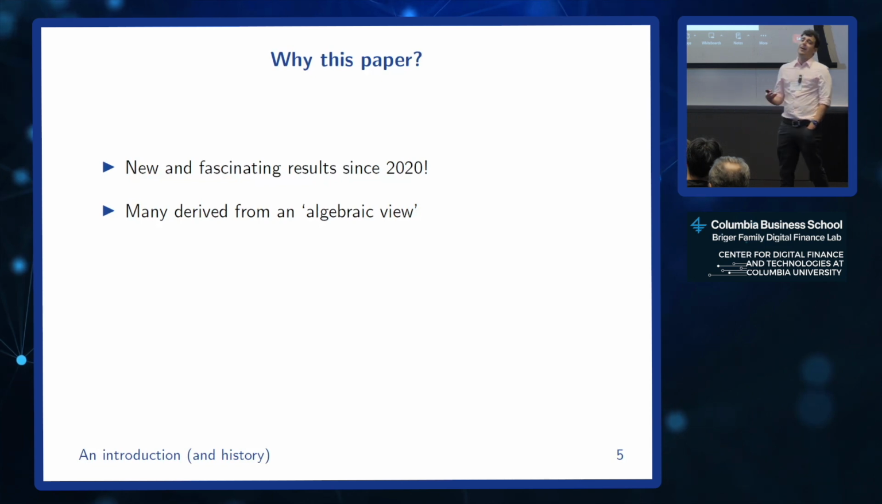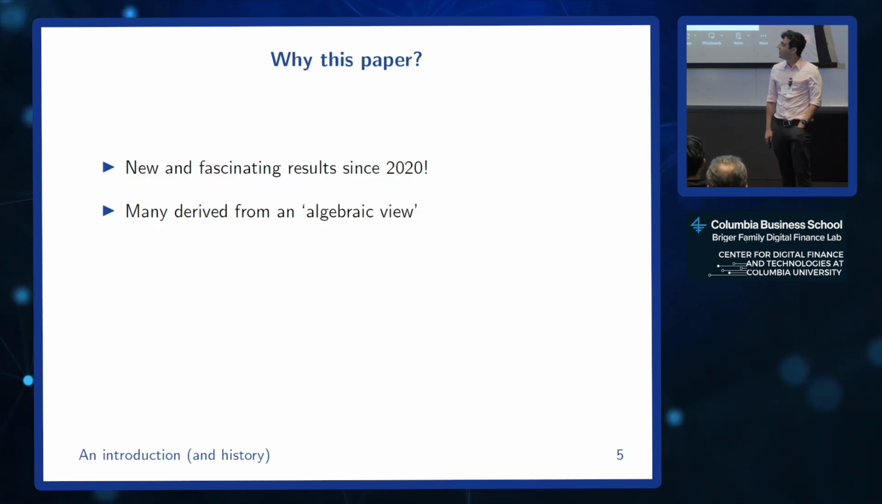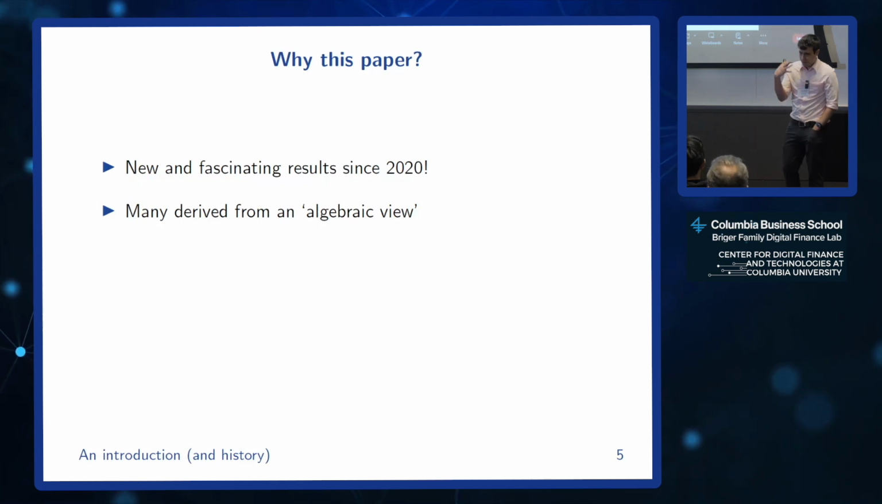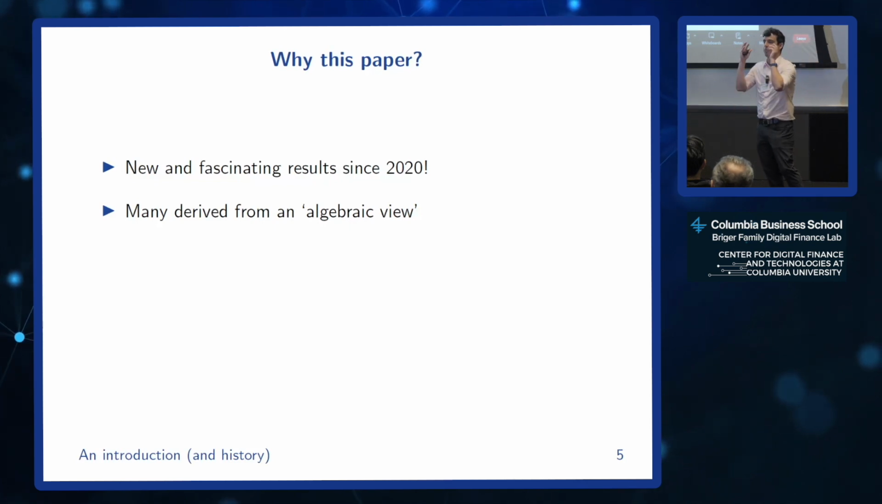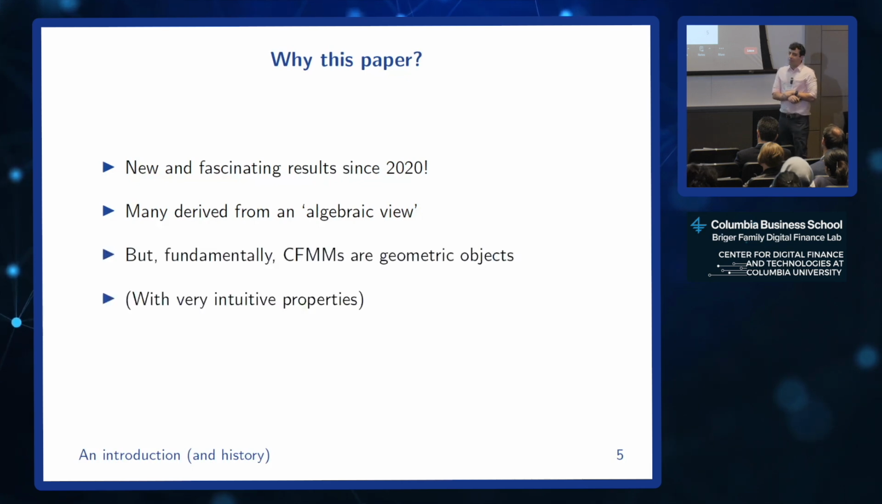Why yet another one? And so, of course, the first thing that happens in the field is that after 3 years, you actually do get a bunch of crazy, interesting, and fascinating results. And there are many new ones that were not intuitive at the time, certainly, and honestly, sometimes still aren't. But many of these ideas are derived from this algebraic point of view, from the view of there existing a trading function. This trading function has certain properties, and then we go and derive something out of them. So fundamentally, though, CFMMs are geometric objects.